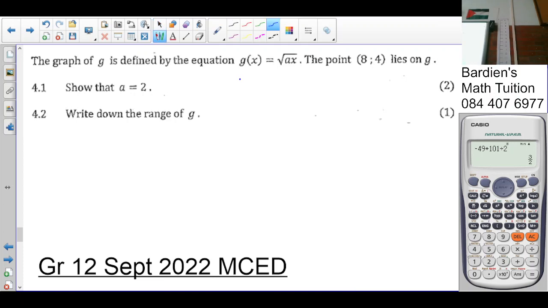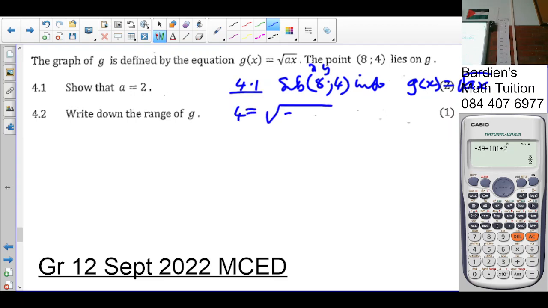So how do we do that? We will substitute 8 and 4 into g of x is equal to the root of ax. Again, that's an x and a y. So 4 is equal to the square root of 8 times a. So I square both sides, I get 16 is equal to 8a. So a is equal to 2. So there I got a equals 2.